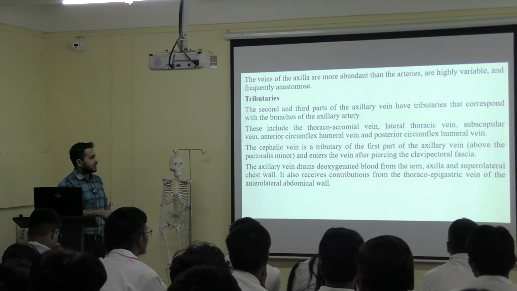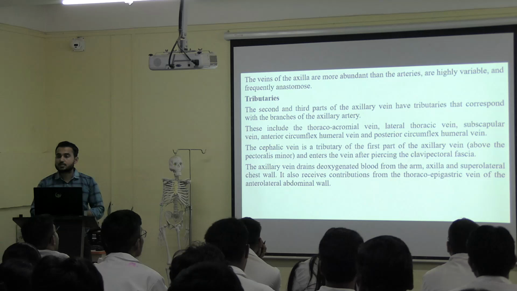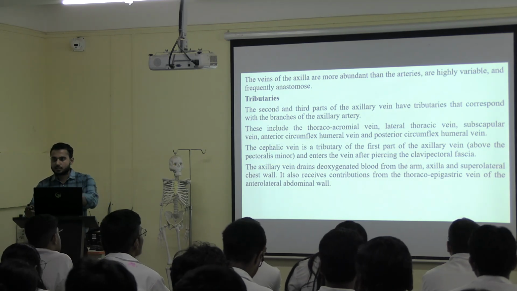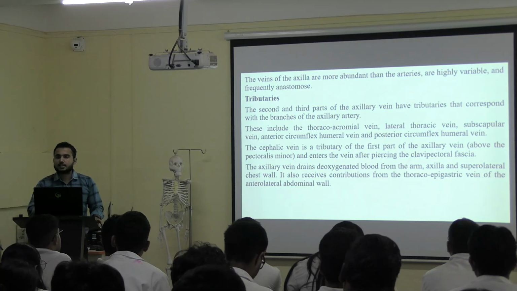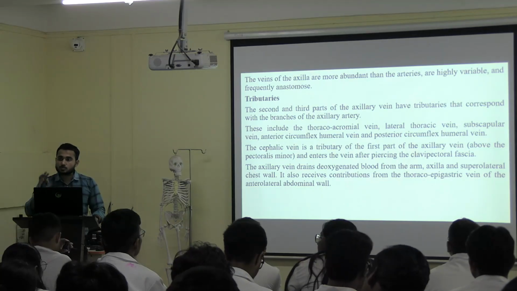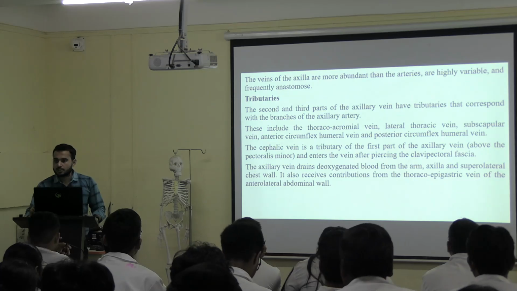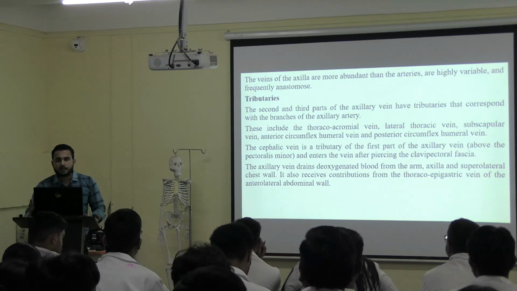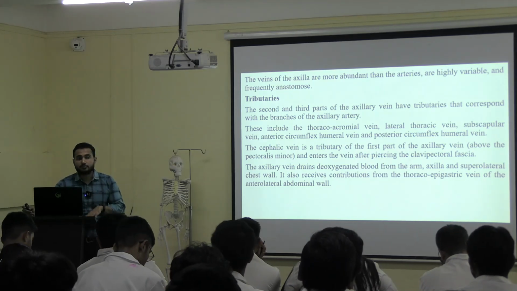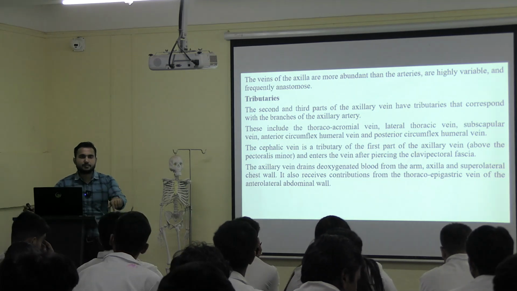Okay, and the axillary vein is draining the deoxygenated blood from the arm, axilla and superolateral chest wall. These are the areas. In case of the axillary artery, I have mentioned the branches and area of supply. In case of the axillary vein, what will be the answer? Area of drainage, meaning which particular area is drained by the axillary vein. That is important. Have you got the point? In case of the axillary artery, that is area of supply. But in case of vein, it is not area of supply. It is venous drainage, meaning which area is drained by the axillary vein.